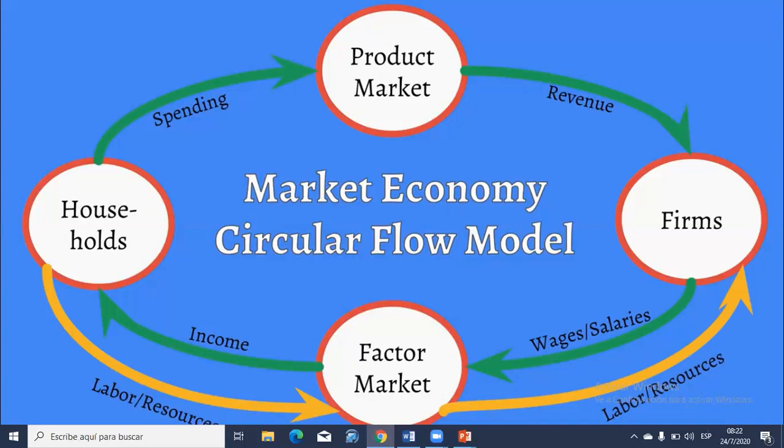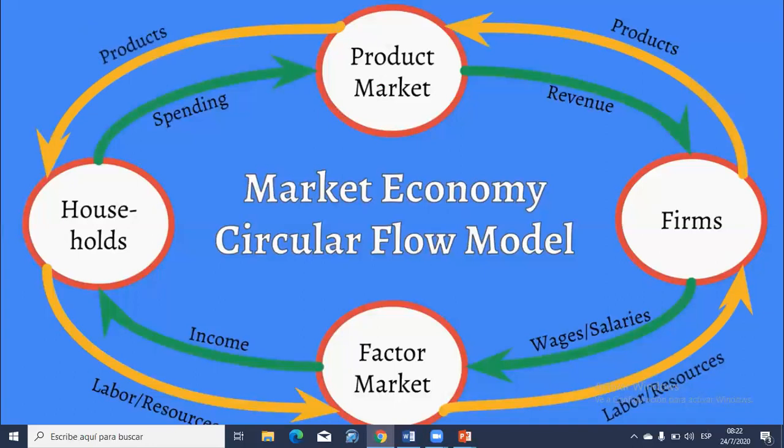Of course, once the firm has produced things, those things, which we can call products or goods and services, will make their way to the product market. So the factory sends its products to the store, to market. And once those things find the prospective buyer, they finally go all the way back to the households.